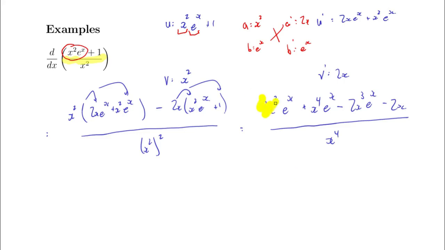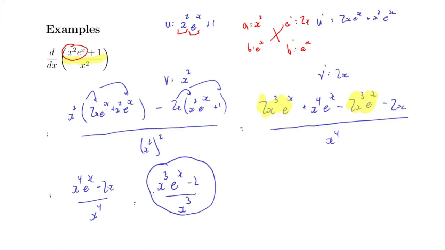All right, notice this term and this term are going to be 0. So we can call this x to the fourth e to the x minus 2x over x to the fourth. Or notice there's a common factor of x on that. Call it x cubed e to the x minus 2 over x cubed. Whew. That's our derivative.